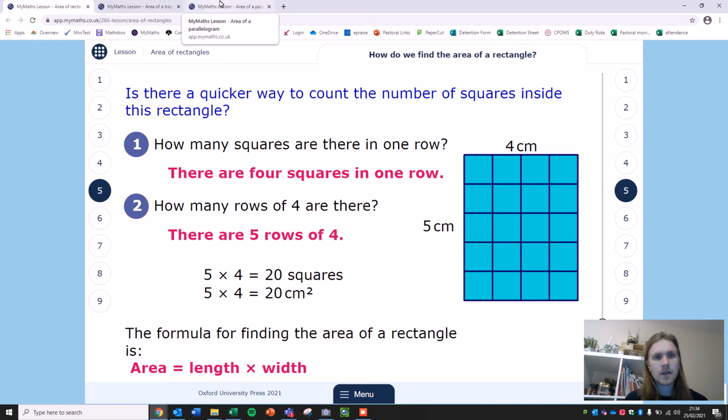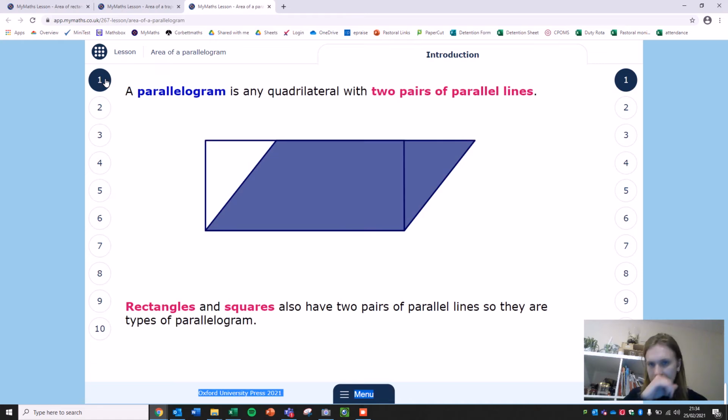Okay, so the next one we're going to look at today is a parallelogram. You may well have come across parallelograms before. It's a quadrilateral with two pairs of parallel lines. As it says here, rectangles and squares are technically parallelograms, but they're a subcategory of parallelograms. They have to have right angles too. They're more specific. But any 4-sided shape with two pairs of parallel lines is a parallelogram, and they often look a bit like that.